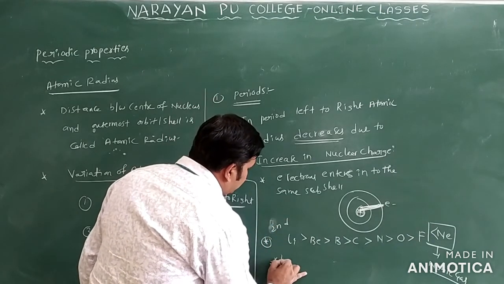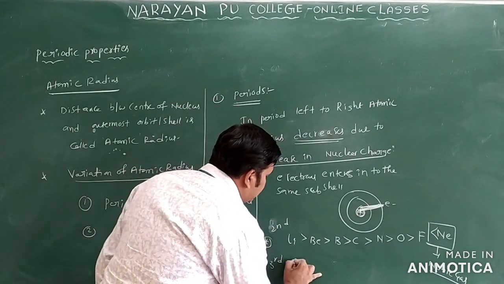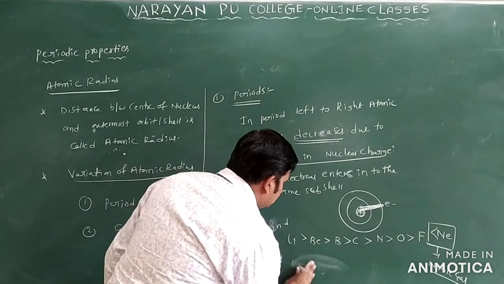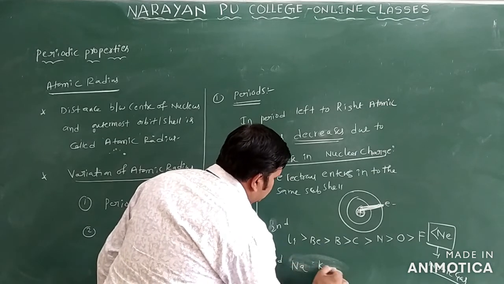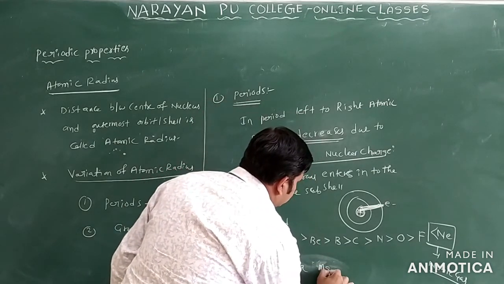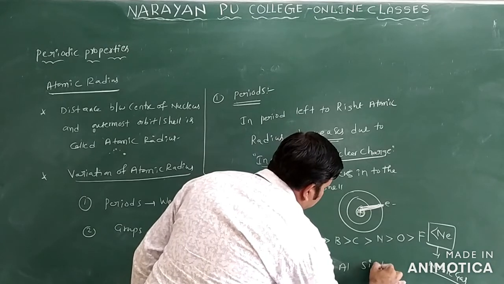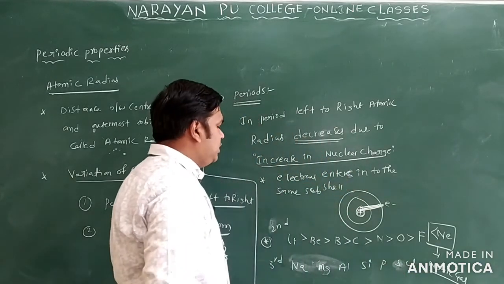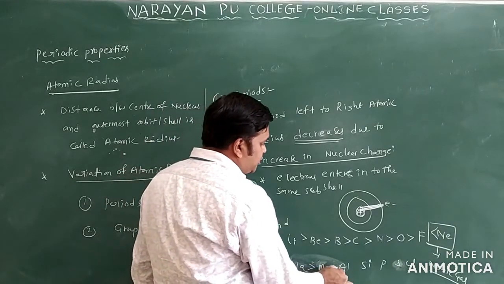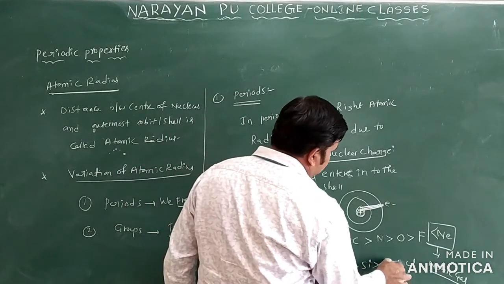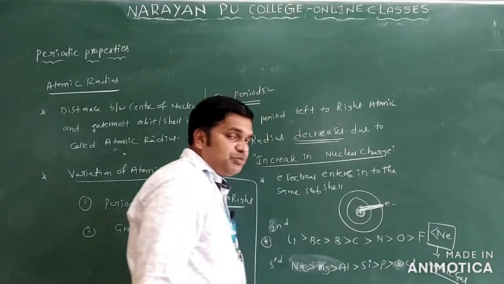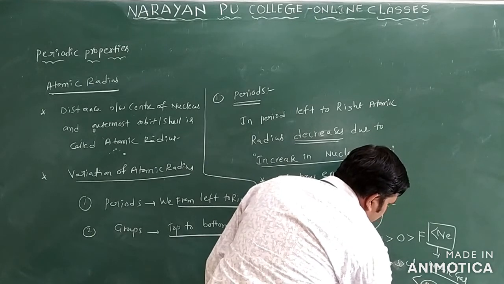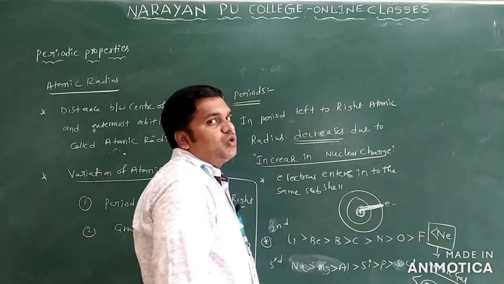If we take the third period elements, we have sodium, magnesium, aluminum, silicon, phosphorus, sulfur and chlorine. Sodium is greater than magnesium, greater than aluminum, greater than silicon, greater than phosphorus, greater than sulfur, greater than chlorine. But chlorine is less than argon, because argon is a noble gas.